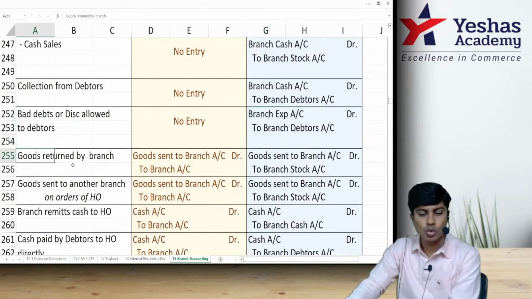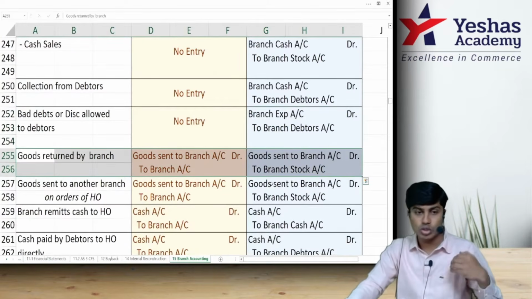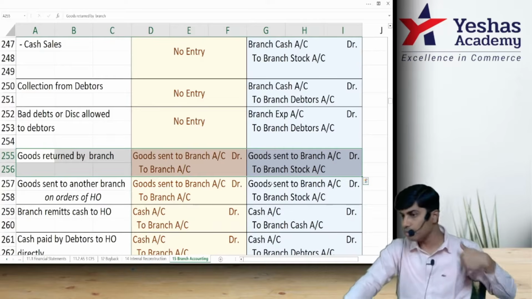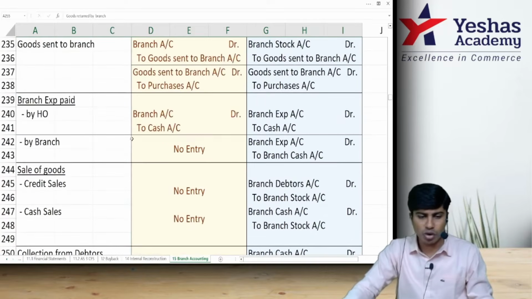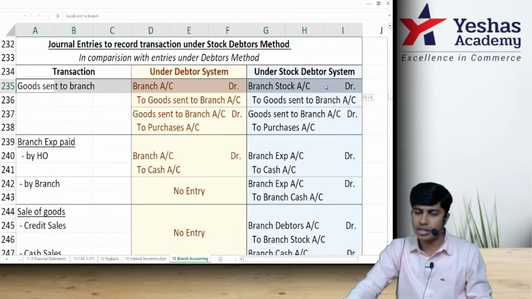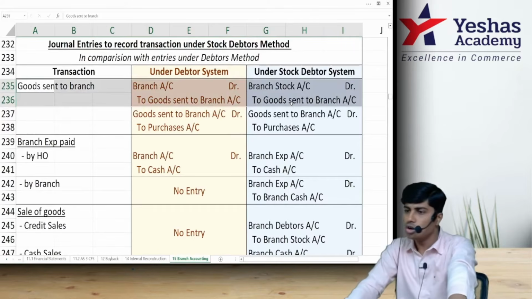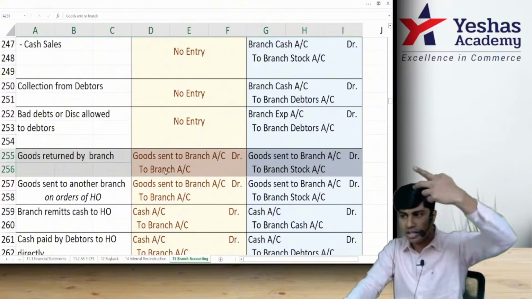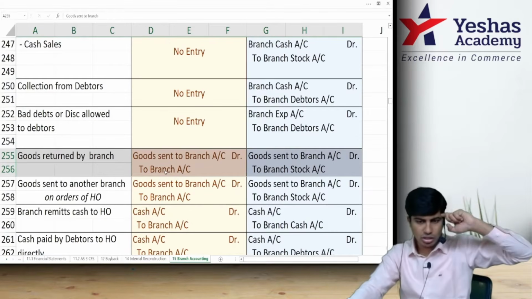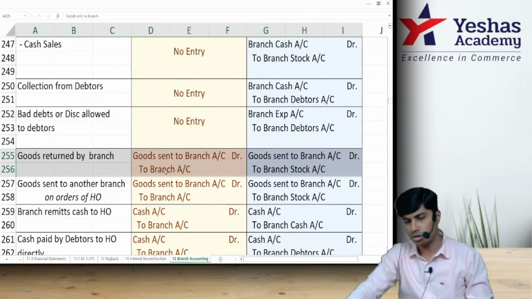Next, we have with us goods returned by branch. Whatever goods we had sent to branch, branch is returning it back to us. We will reverse the entry we had passed. Here we wrote the entry branch to GSB or branch stock to GSB when the goods were sent. When the goods were returned, we will reverse it and write GSB to branch or GSB to branch stock.